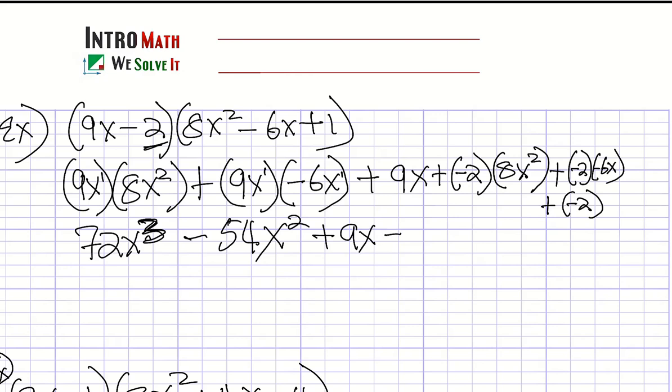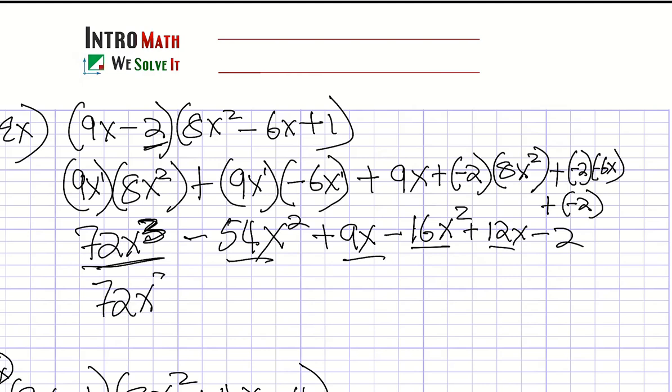Okay. Negative 18. Oh man. It's not 18. I think I'm getting tired. Negative 16x. And positive 12x, negative 2. Okay, so you gotta combine. This is by itself. Combine that, and then combine that and that. This is 72x.